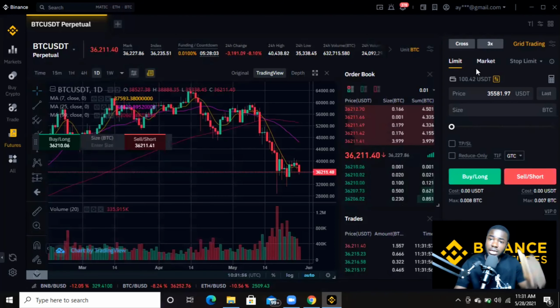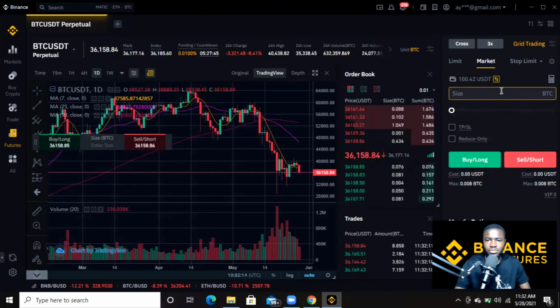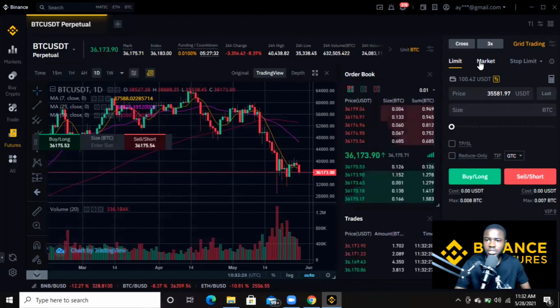In the same vein, when you want to buy long or sell short, this is where you set a limit order. That means you are going to be the one to set the price where you want to buy long or sell short, or you can easily use a market order. Binance is automatically going to use a market order for you, so the best market order is going to be used to buy long or sell short for you. This is quite easier, but you can also use the limit, like I said.